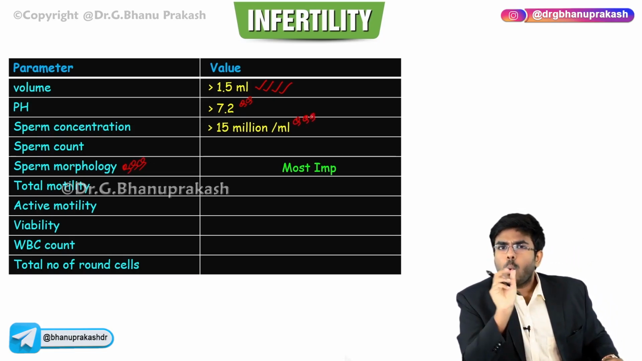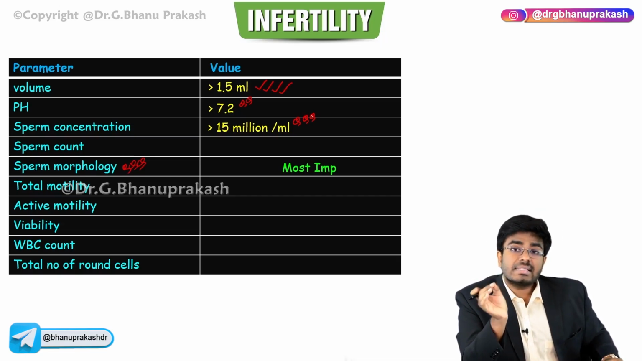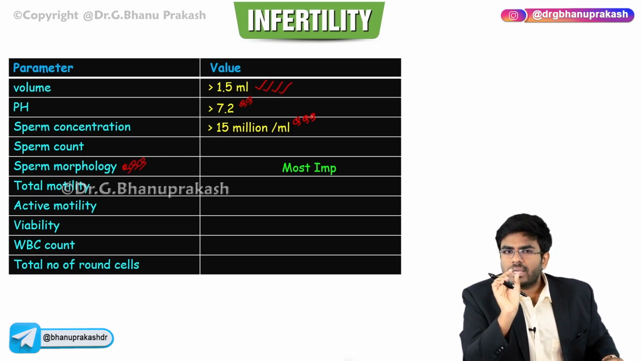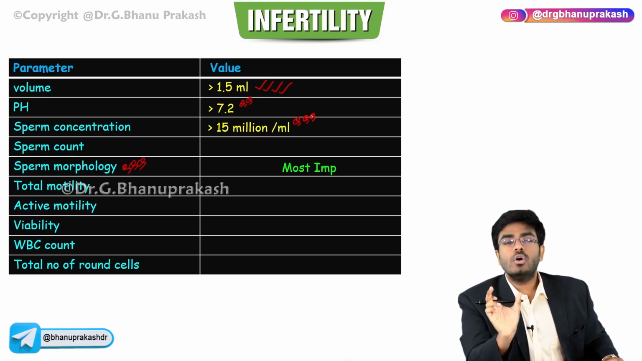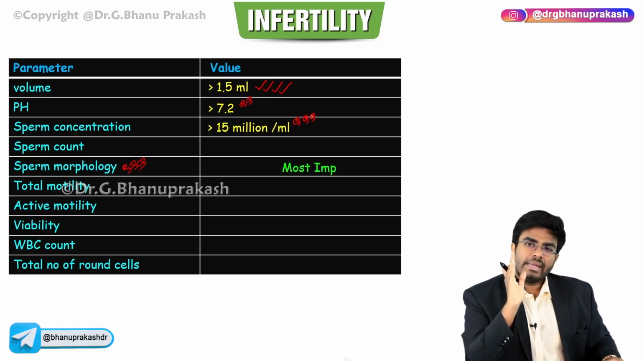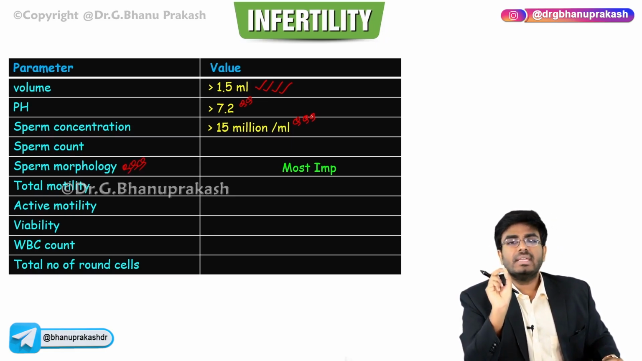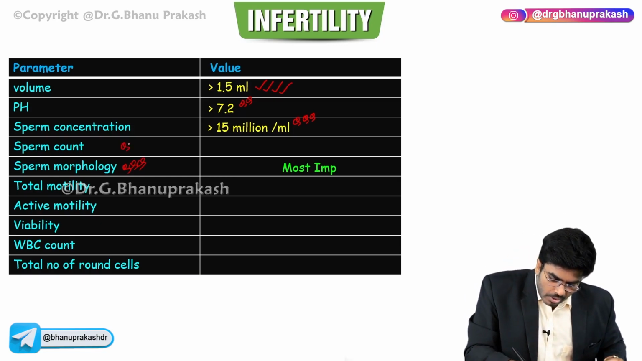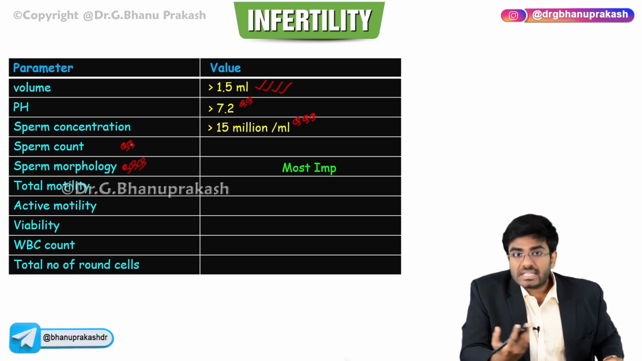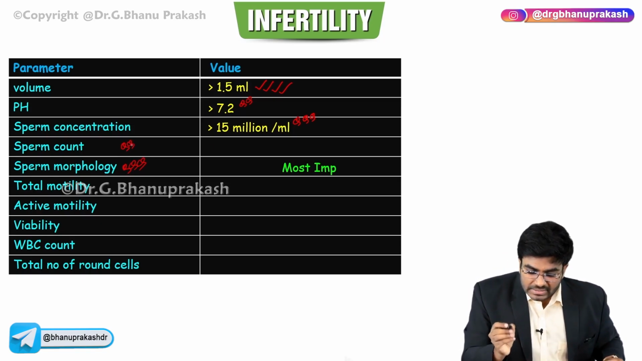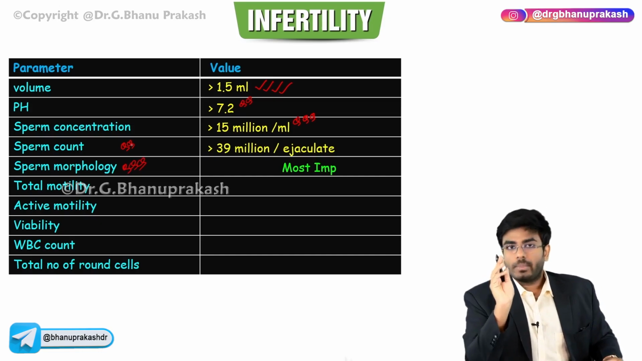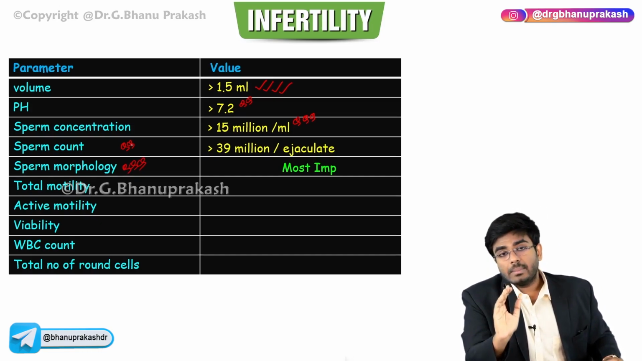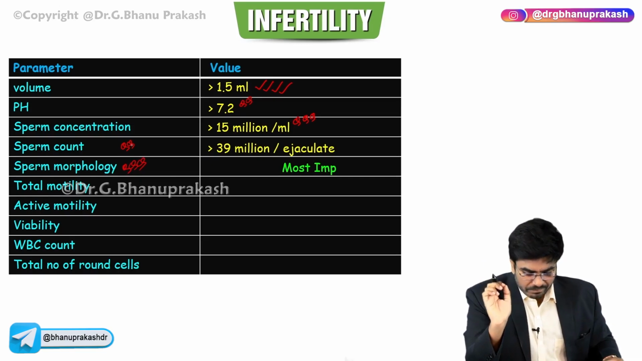Now the question is, what if in 1 ml the sperm concentration is less than 15 million? That should be considered as less number of sperms, which is termed as oligospermia. So what is the ideal count of sperm, guys? More than 15 million per ml should be there. Now what about the sperm count? In the entire ejaculate there should be at least 39 million sperms per ejaculate. Okay, so well and good.